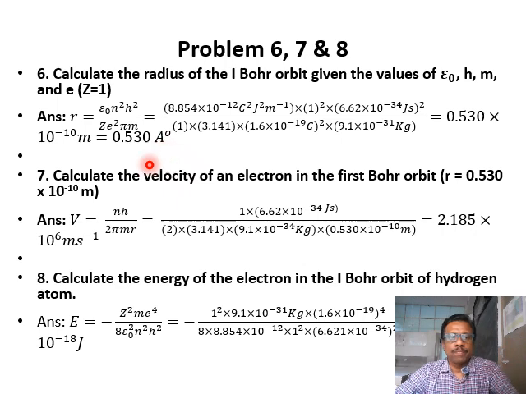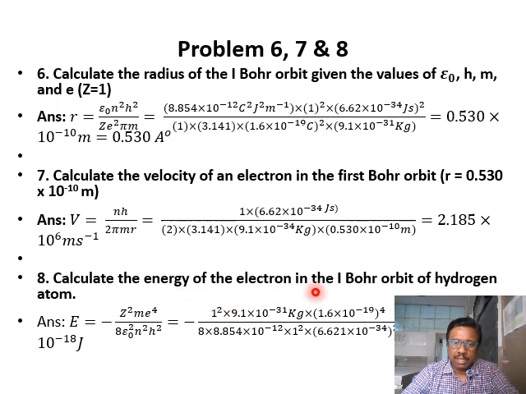So you substitute all these things, and you get the value 0.530 Angstrom. Seventh question, calculate the velocity of the electron in the first Bohr orbit. r is equal to 0.530 into 10 power of minus 10 meter. So we use the equation v is equal to nh by 2 pi mr. Substitute the n value, h is Planck's constant, pi value is 3.141, m is the mass of the electron, and r, the radius, is 0.530 into 10 power of minus 10. It is given in the problem. You get the value 2.185 into 10 power of 6 meter per second.